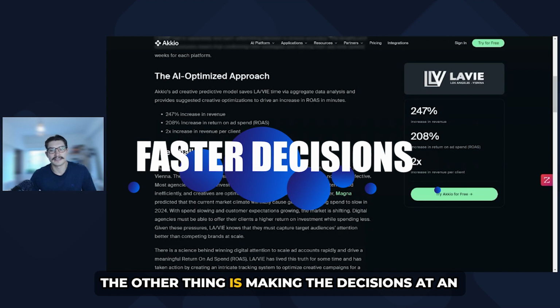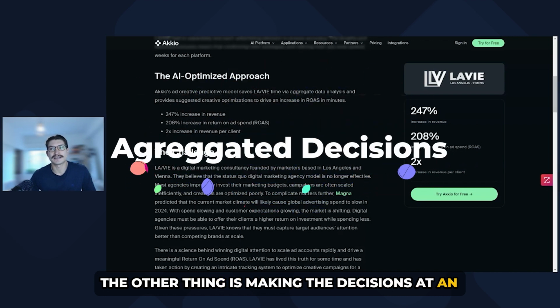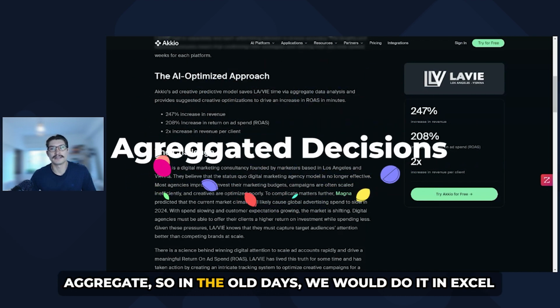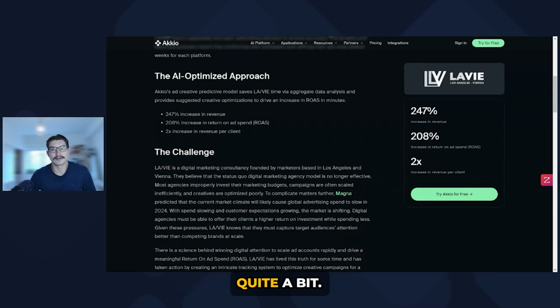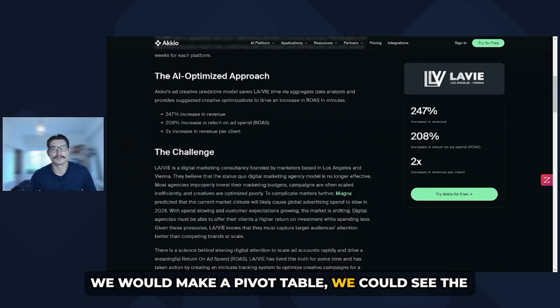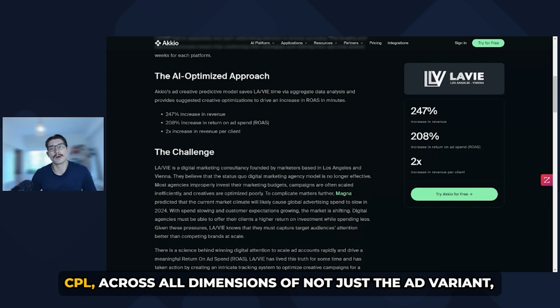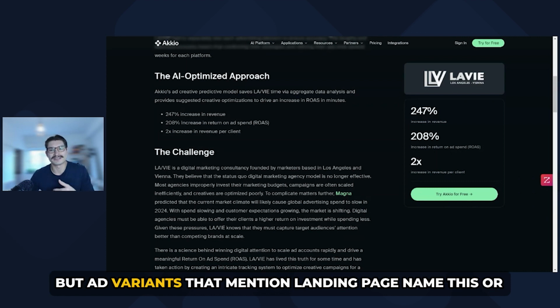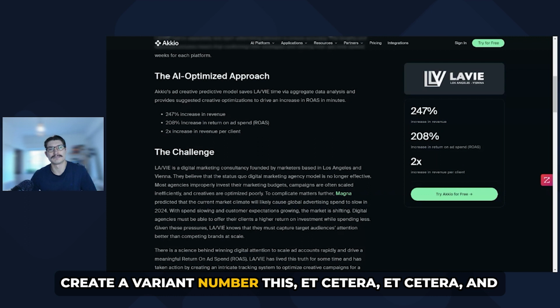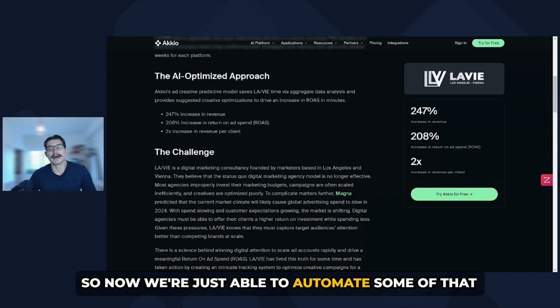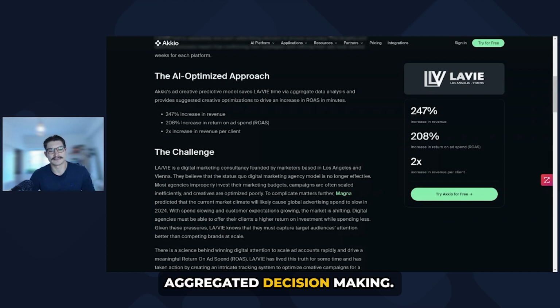The other thing is making the decisions at an aggregate, right? So in the old days, we would do it in Excel quite a bit, right? We would make a pivot table. We could see the aggregated performance, whether it's ROAS or CPA, CPL, across all mentions of not just the ad variant, but ad variants that mention landing page name this or creative variant number this, et cetera, et cetera. And so now we're just able to automate some of that aggregated decision making.